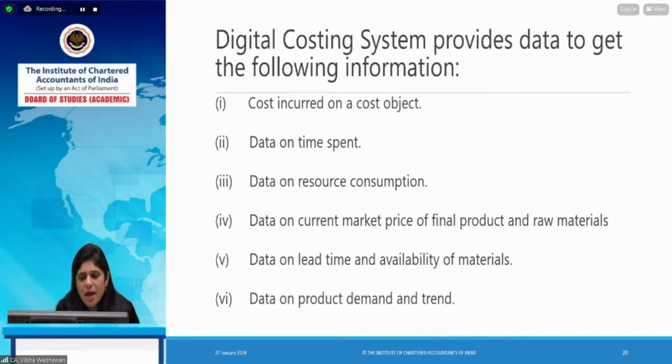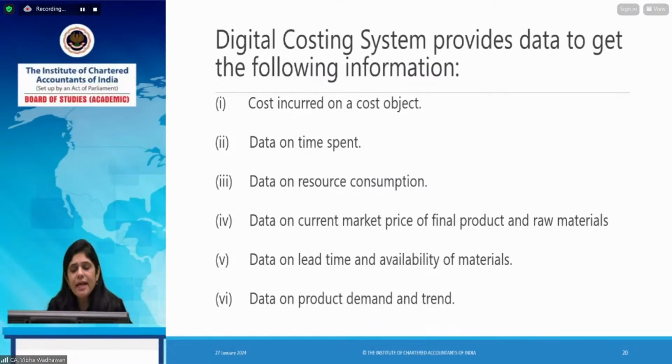Data on current market price of final product and raw material. So this product A, what is the current market price going on? All right. And what is the price of the raw material which is used to produce this product A? So what is the current price of the raw material also? What is the price going on in the market, and what is the price of this final product also? So it gives data of everything, because everything is integrated, internal, external, everything is integrated through the digital costing system.